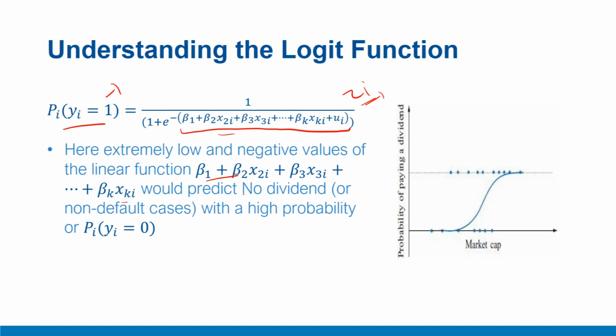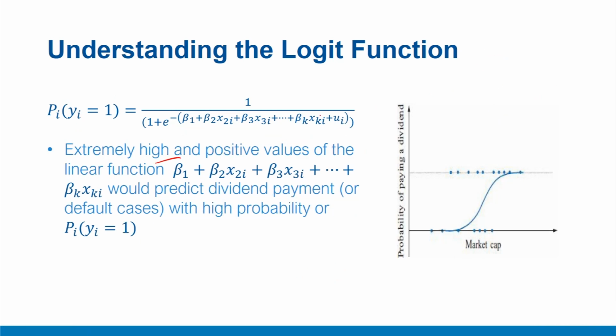that would indicate the probability of no dividend. Recall our example where the no dividend case was probability of y equal to 0. So extremely low values of this expression would suggest a higher probability of no dividend, or in another example, non-default cases. Because remember 1 plus e to the power minus zi, if zi is very low and negative, minus zi tends to infinity, this expression will tend to be very large, and the overall value will be 0.